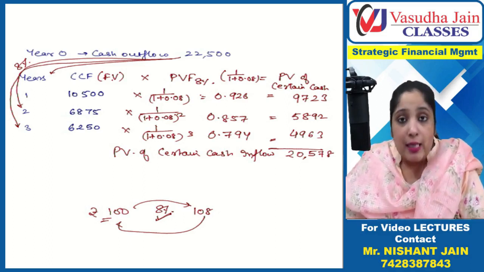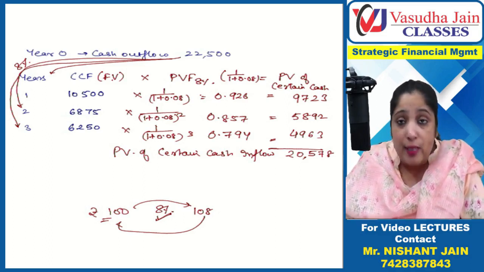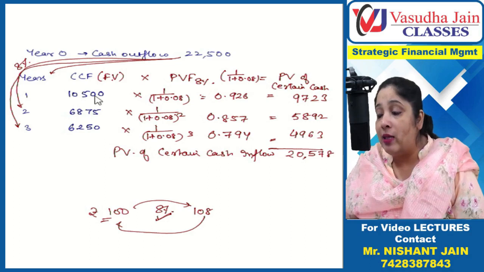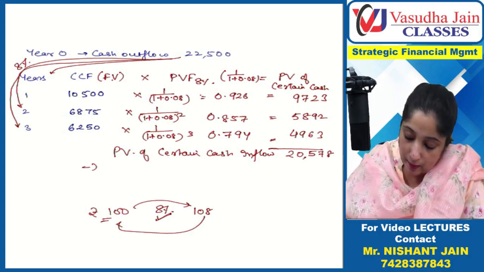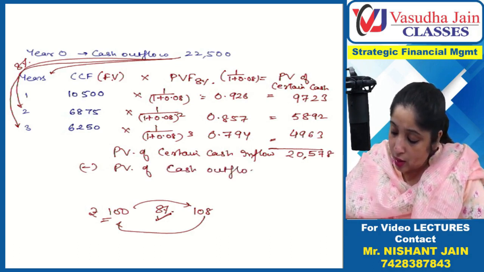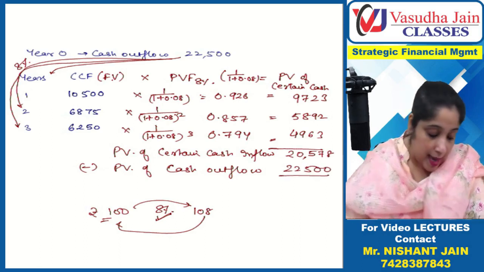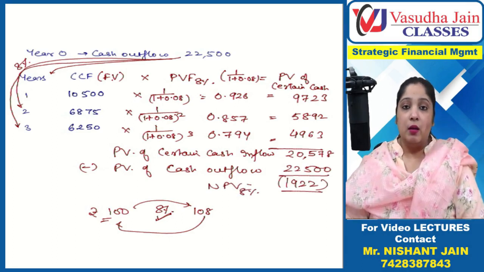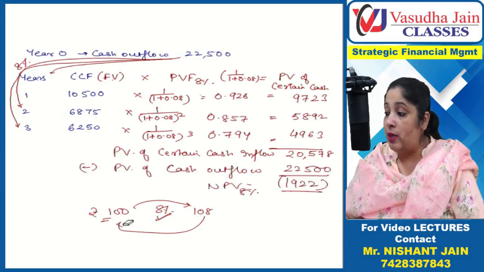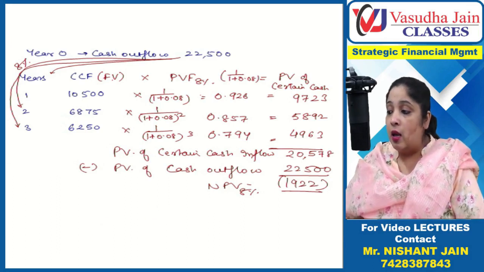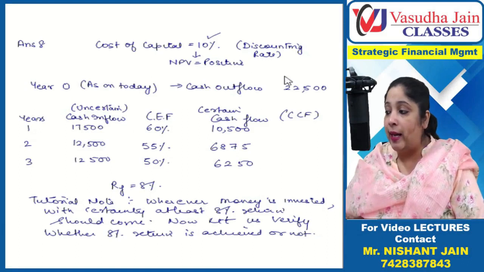Now, are you investing 20,578 rupees? No, ma'am. Ma'am, we are investing 22,500 and still we are getting only this much in certain cash flows. Present value of cash outflow, so minus 22,500. So 1922 negative. Negative NPV is coming at the rate of 8%. Your NPV is negative. What does this mean? That with certainty you are not even getting 8% return. See, with uncertainty you might be getting 10% return.